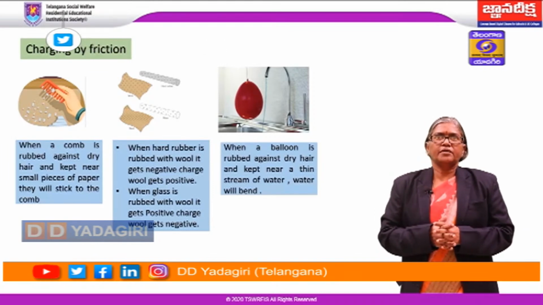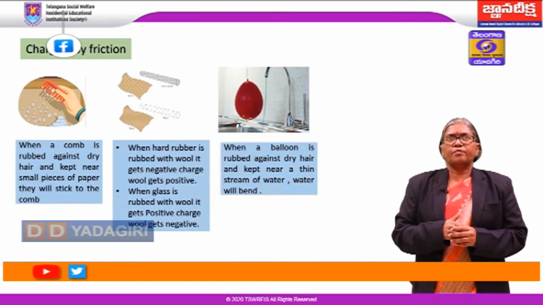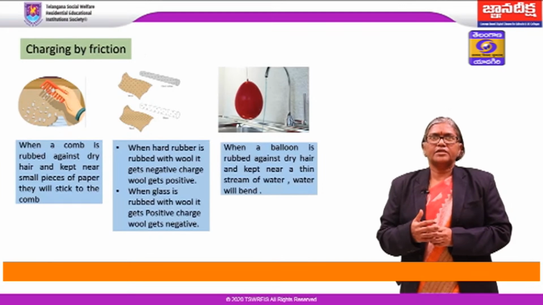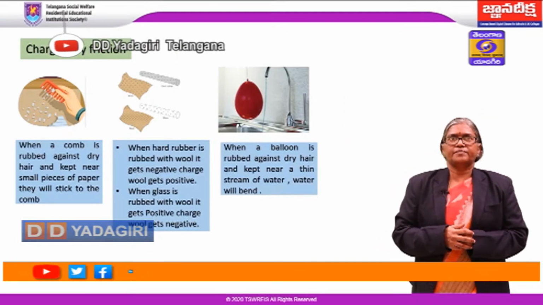Once we stop rubbing, the two objects become charged. Rubber balloon, as it gets excess electrons, becomes negatively charged, and fur which loses electrons becomes positively charged body.